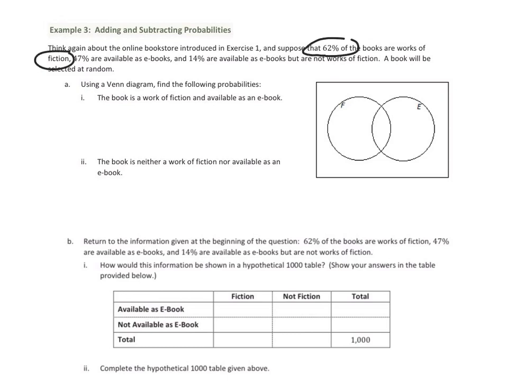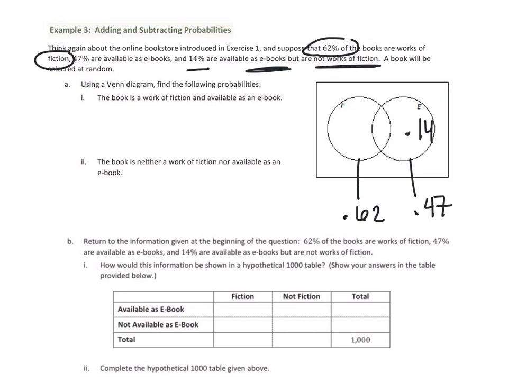62% are fiction. So again, I want you to draw a line. That has to be 62% or 0.62, the whole circle, not that little piece. The whole fiction circle is 0.62. 47% are ebooks, so this whole E circle has to be 0.47 or 47%. And now here's the different one. 14% are ebooks but not fiction. Which piece is that describing? You can be in the E circle but not the F circle. So they're telling me that this little piece here is 0.14. I can be in the E section but not the F section.